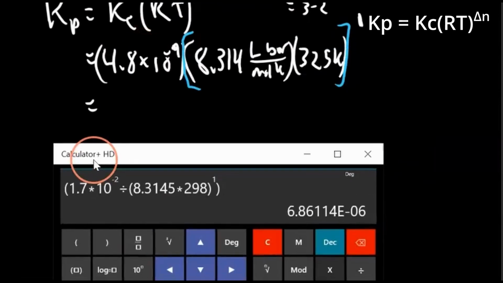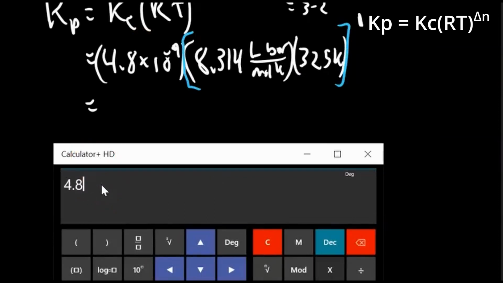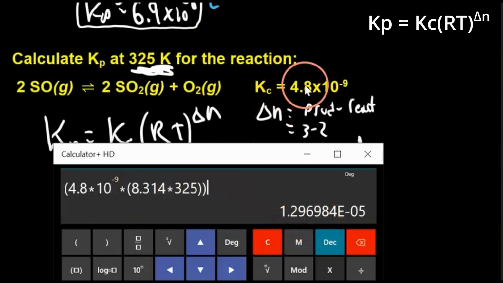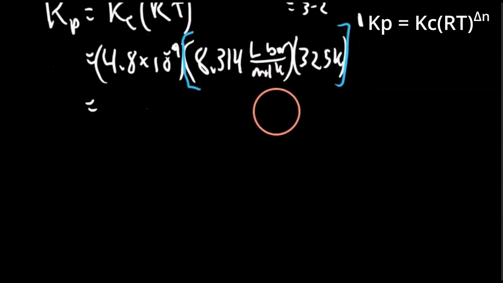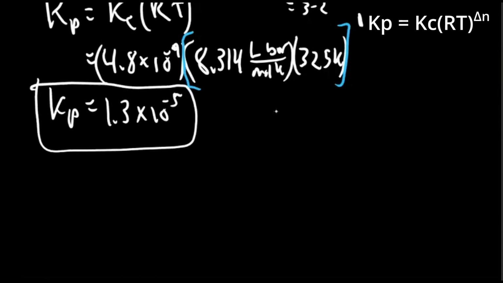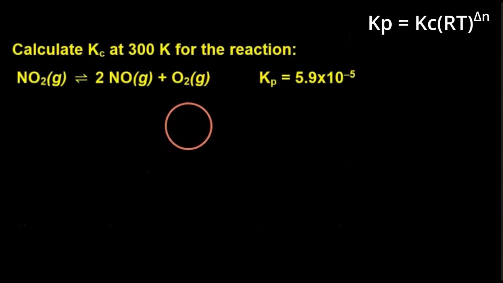Okay. So we'll plug this into our calculator: 4.8 times 10 to the power of negative 9 times, and remember, all of this has to be in brackets, 325, to the power of 1. Everything is to the power of 1 if we don't include it. So 1.3, is it 2 sig figs? Yeah, 2 sig figs here. So 1.3 times 10 to the negative 5. There's Kp. Right on. I hope this is getting pretty repetitive, because repetition means good grades.